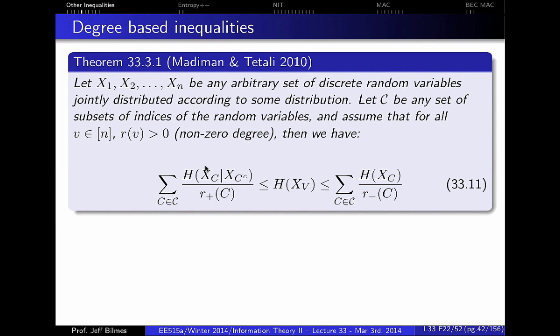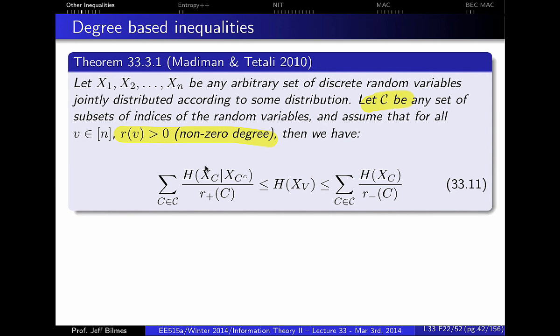So we've got a set of random variables, x1 through n. These are discrete random variables, jointly distributed according to any distribution. And script C here is just some set of bundles or clusters. It's the right-hand side of a bipartite graph, any bipartite graph, and these are the nodes corresponding to the right-hand side. Assume that every random variable has non-zero degree, so every random variable is connected to at least one cluster.